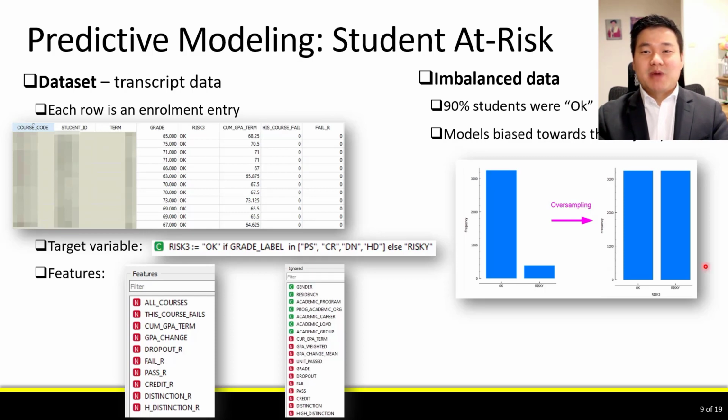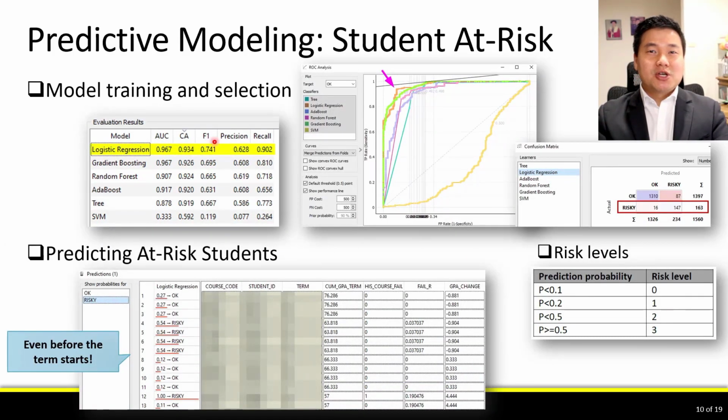As a result, we had to implement data mining techniques such as oversampling to alleviate this imbalance problem. We tried a number of machine learning algorithms, and logistic regression appeared to be the best performing model with the highest classification accuracy and highest recall. This is confirmed by the ROC analysis. Now, looking at the confusion matrix, out of 163 students who were actually risky, we could detect correctly 147 of them, equivalent to a recall of 90.2%, which is a very high accuracy.